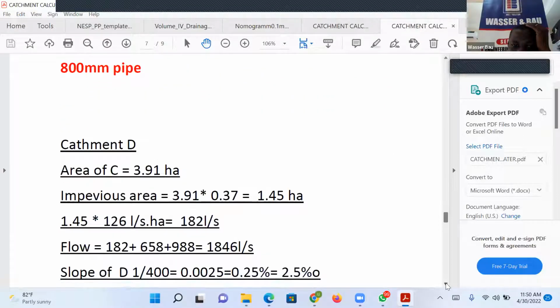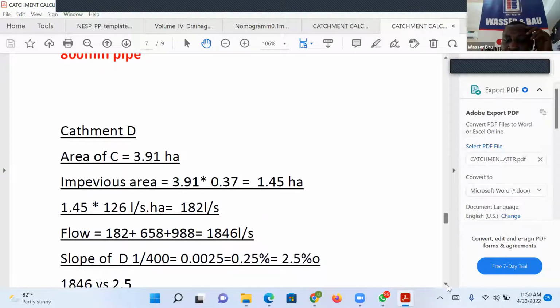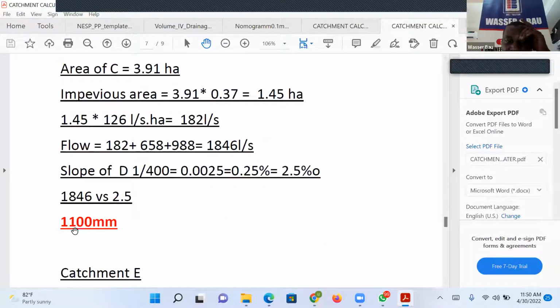Catchment D. After calculating catchment D, the total area is 3.91. But when you multiply by the runoff coefficient, which is an indication of the degree of paving, it gives you 182. However, the flow at D is not 182. Rather, it will be the flow from the previous catchments, which is C plus B plus itself. And that will give you 1486. And the slope is 0.25. So if you read 0.25 against 2.5, you're going to get 1.1 millimeter size pipe.